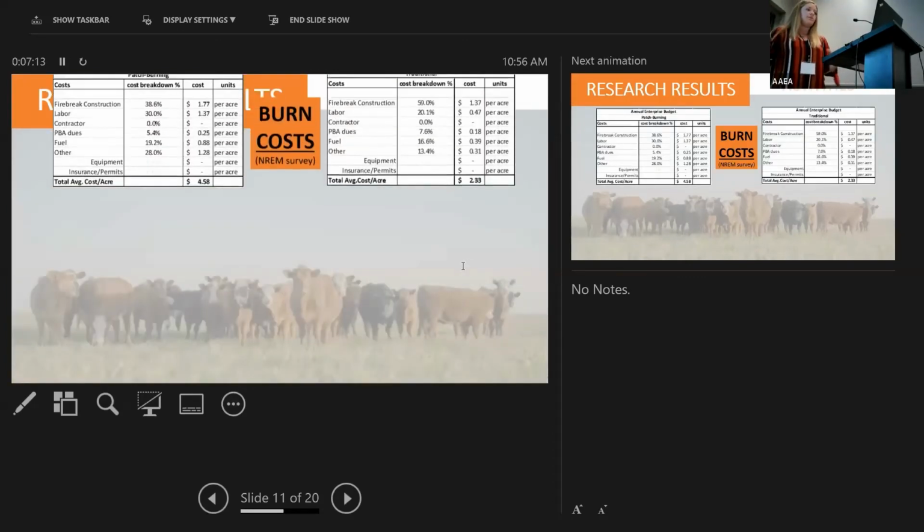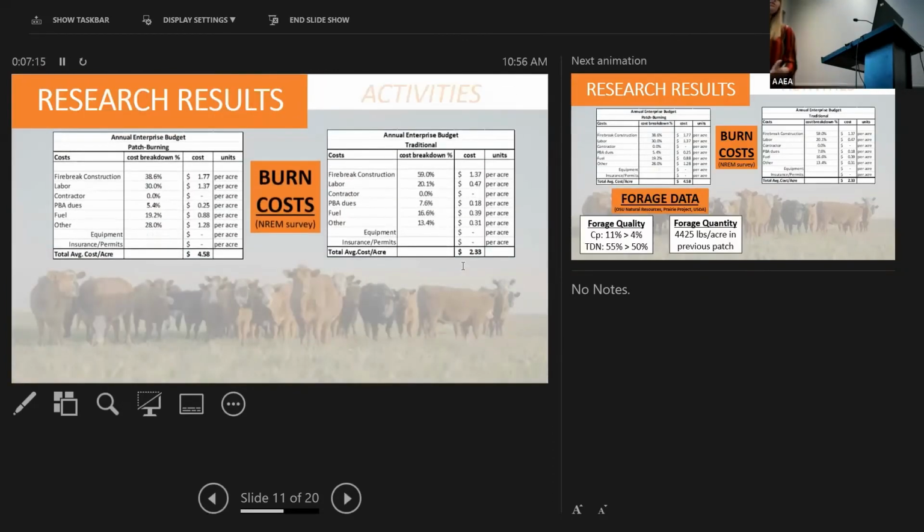So going into the research a little bit, I've broken it down into 3 sections of burn cost, forage benefits, and feed costs. So first, I'm going to talk about these burn costs. We acquired these from a survey that was sent out and designed by the NRAM department at OSU. And we split those respondents into those who patch burned and those who followed that more traditional form of burning that entire pasture every 3 years.